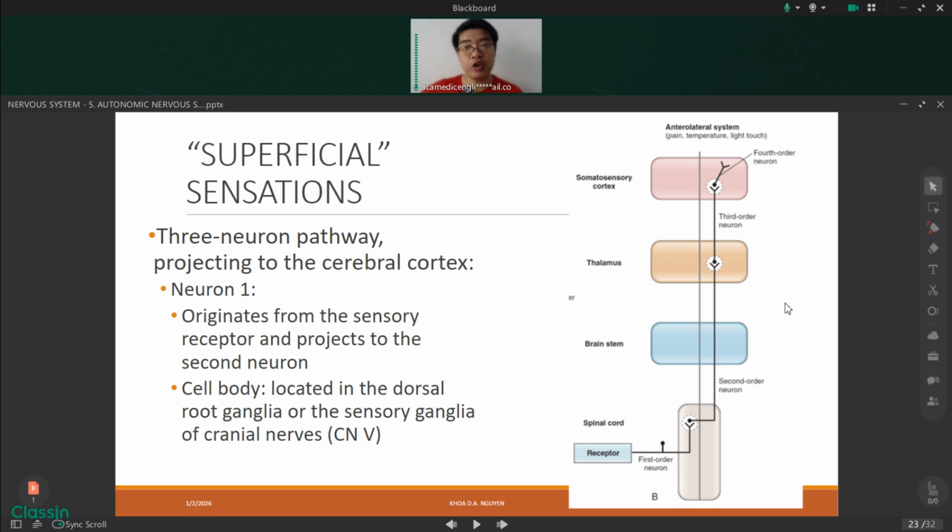Okay, so let us go to superficial sensations. What are superficial sensations again? Number one, pain, temperature, and light touch. Okay, pain, temperature, and light touch or crude touch.